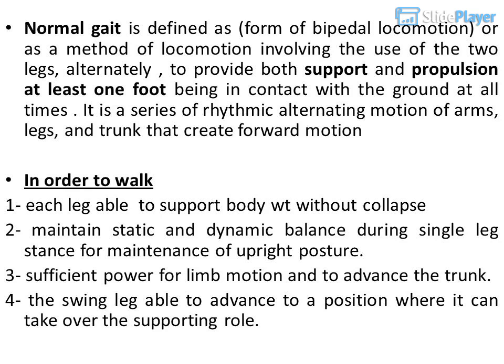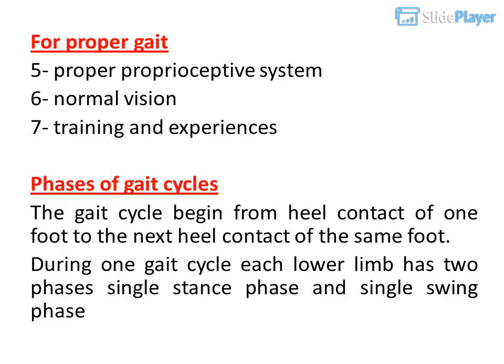In order to walk, one: each leg must be able to support body weight without collapse. 2. Maintain static and dynamic balance during single leg stance for maintenance of upright posture. 3. Sufficient power for limb motion and to advance the trunk. 4. The swing leg must be able to advance to a position where it can take over the supporting role for proper gait. 5. Proper proprioceptive system. 6. Normal vision. 7. Training and experience.